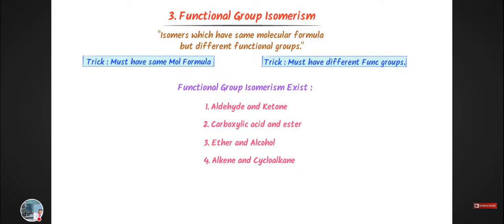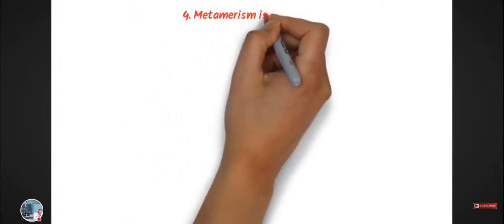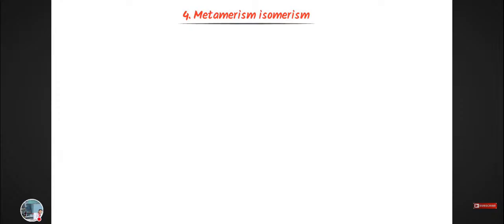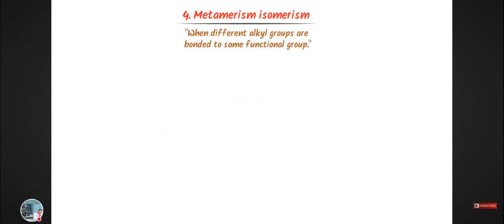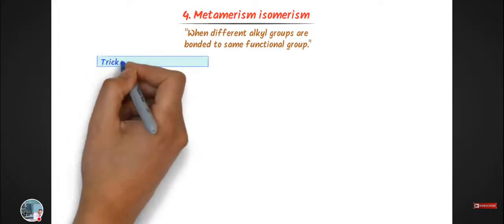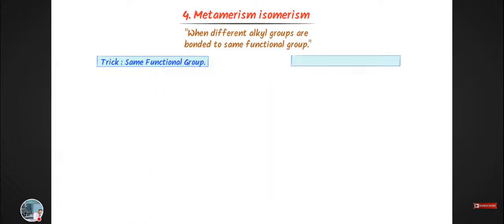Now we will learn the 4th type of isomerism, which is metamerism. Well, when different alkyl groups are bonded to the same functional group, it is called metamerism. The condition is same functional groups and different alkyl groups.